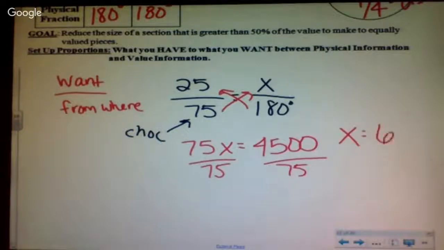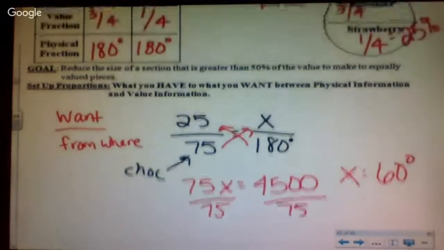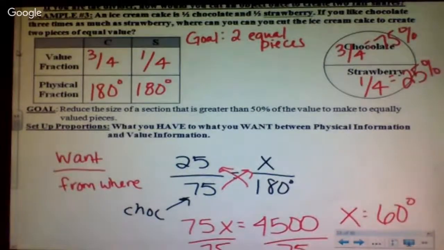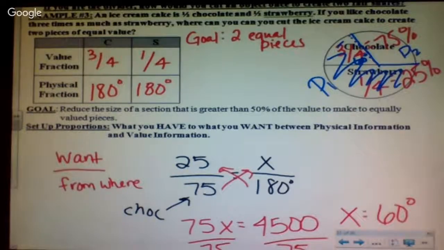X equals 60 degrees. Okay, so what you just solved for tells me that I need to go up here to my chocolate piece. I need to cut off 60 degrees of it and give that to the strawberry. So this is piece 1, all of this, and this is now piece 2. And they're even according to their value.